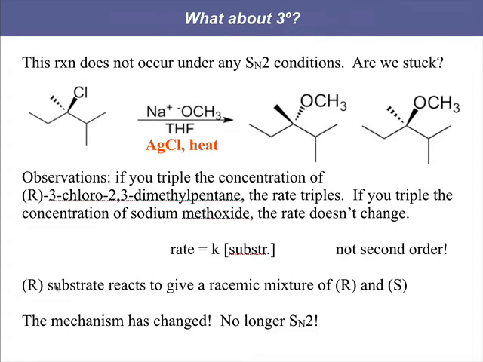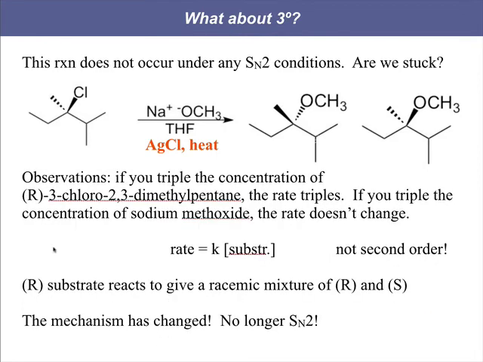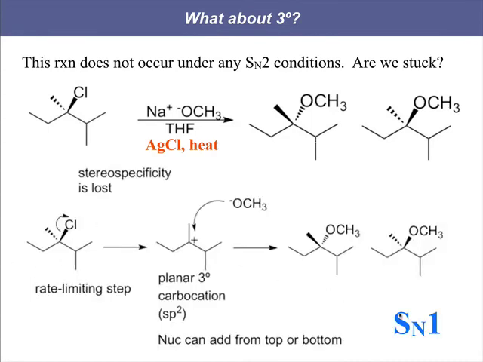Additionally, we notice that our substrate reacts to give a racemic mixture of the R and the S, whereas SN2 should only give the S if we start from R. The mechanism has changed. This reaction is no longer SN2. Here's what the reaction looks like. This is an SN1 reaction. It's first order. It's first order in our substrate, zero order in our nucleophile. So this is a first order reaction. We're going to call it SN1.